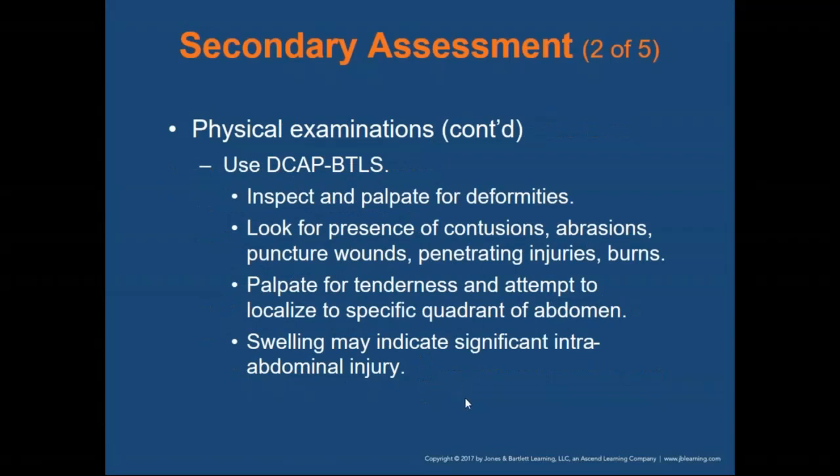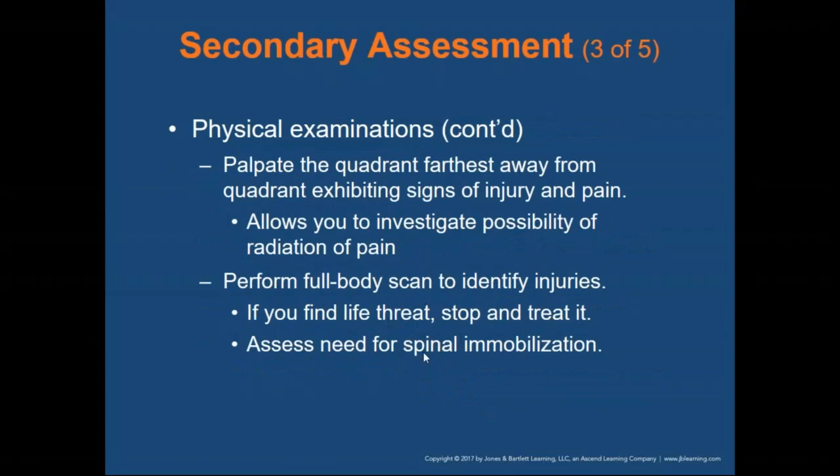What do we use? We use that good old acronym, DCAP-BTLS, as we perform that head-to-toe assessment. When we palpate the abdomen, if they have a contusion to the right upper quadrant, we're going to start palpating at the furthest quadrant away from the injury. That would be the left lower quadrant if the injury's in the right upper quadrant. Then we want to compare the other side to it, so then we would palpate the right lower quadrant, then the left upper quadrant, and last you would palpate the location of the injury.